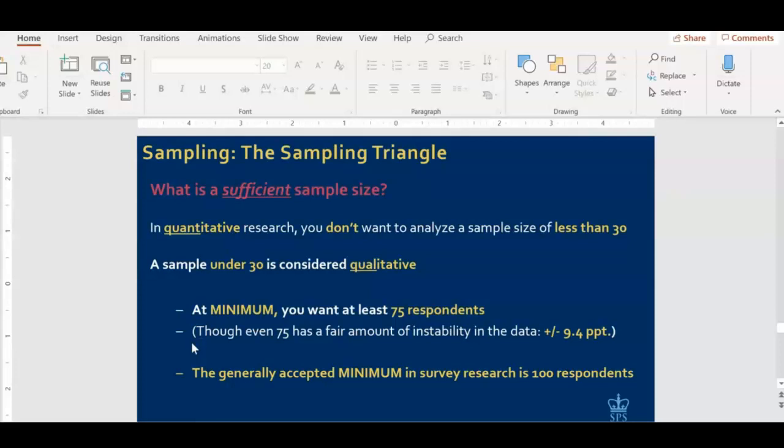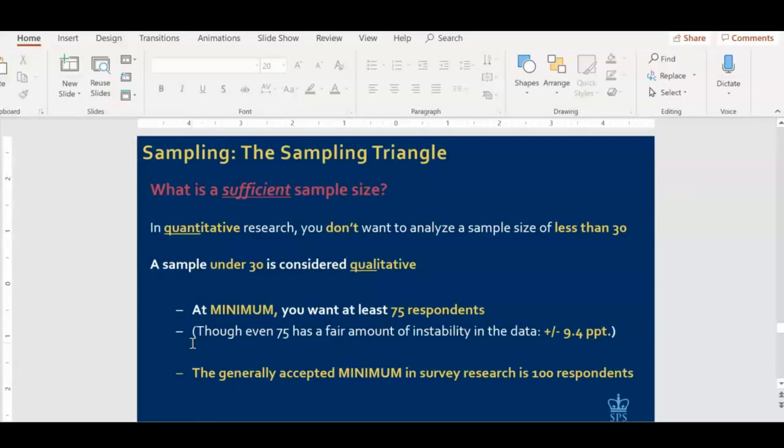You never want to, in quantitative research, analyze a sample size of less than 30 people. That really is considered more qualitative in nature. And if you're citing results among a small group of people, say 30 or less than 30, you'll want to caveat it by saying it's a directional read and not a quantitative read.